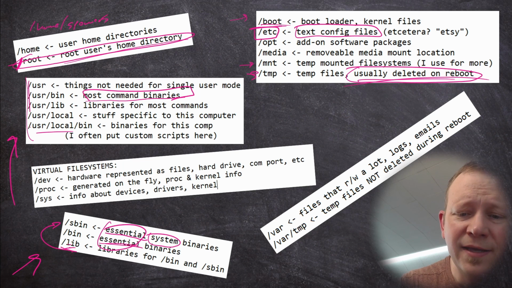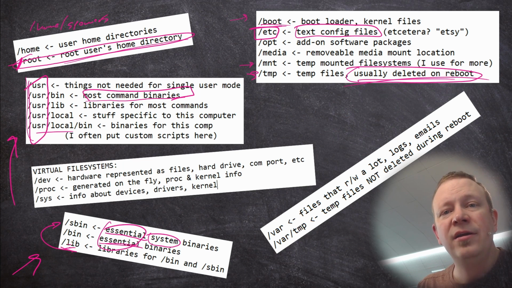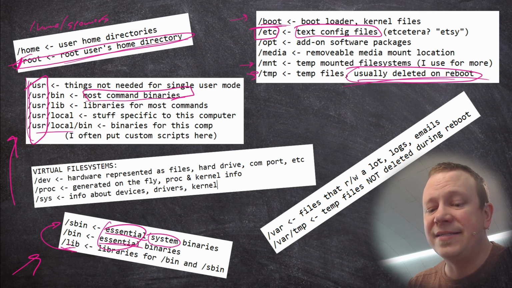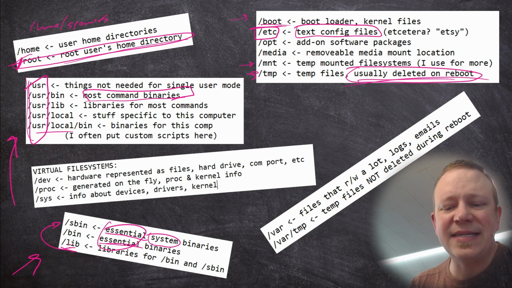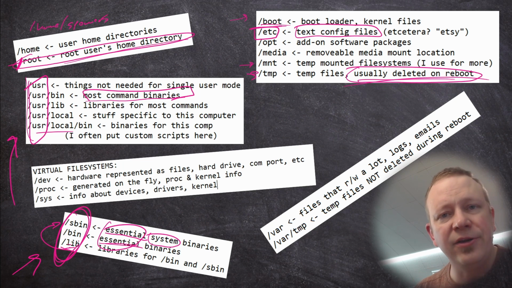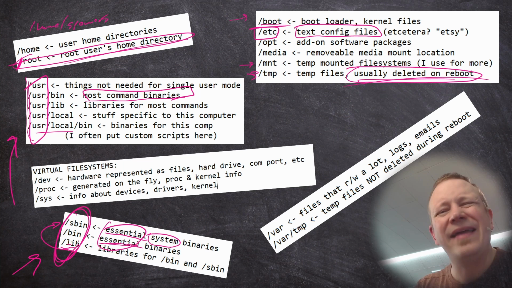And all of these are in the USR directory, and that is not essential. It's considered secondary. I couldn't think of the word. It's considered secondary because it doesn't have to be available like these down here do in single user mode. So that's why they exist in different places.